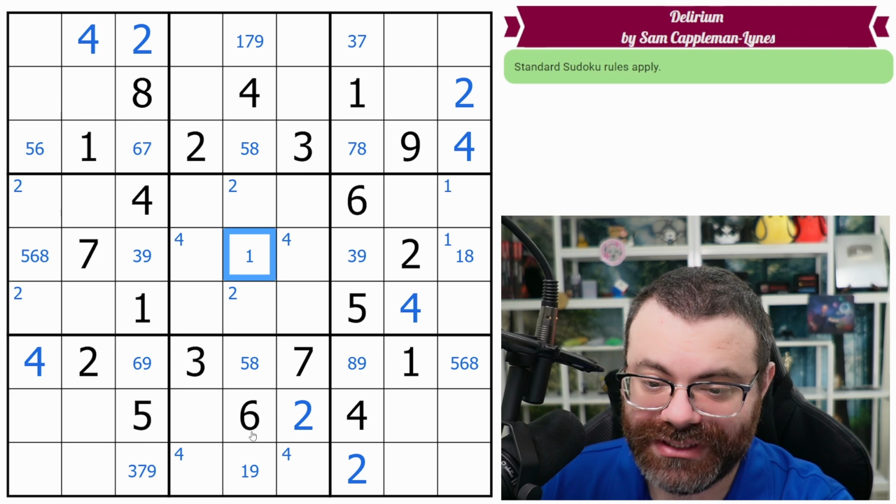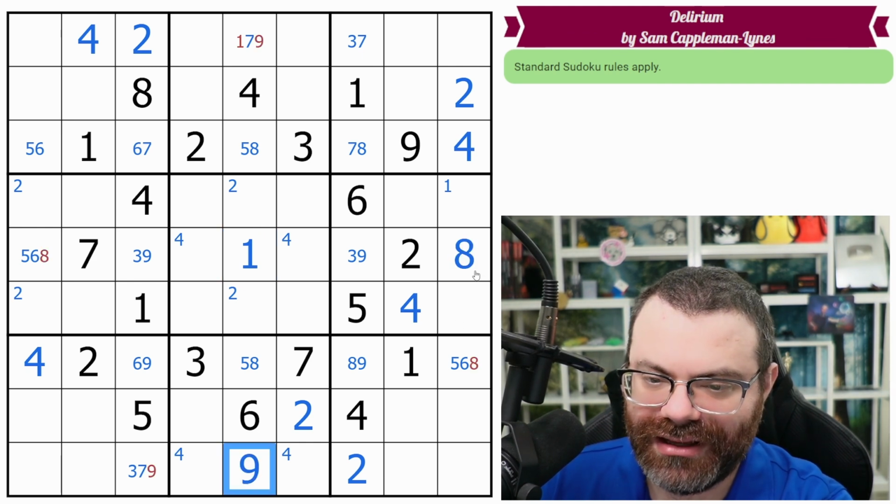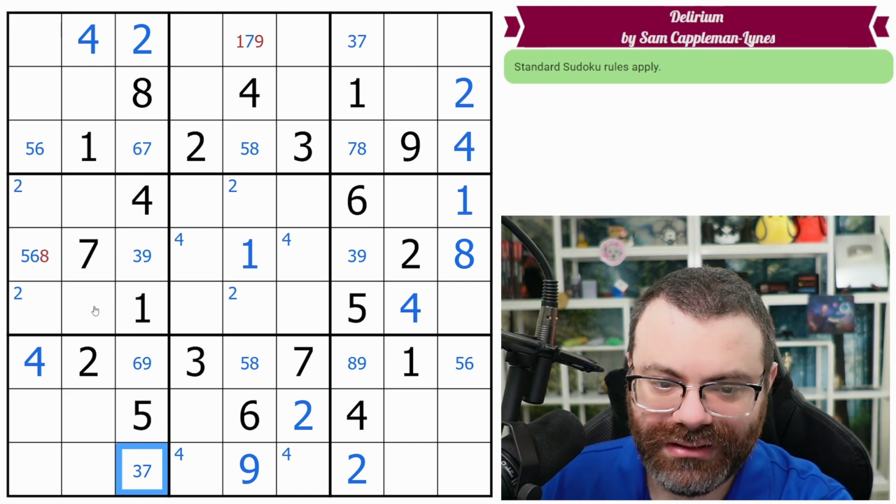I think it could, oh, it can't be 6 actually. Can't be 7. Can't be 8 because of the 8, 5, 8. Can't be 9 because of the 3, 9. This makes it a naked single 1. There we go. So now that's an 8 and that's a 9. That's a 1. That's not an 8. That's not a 9. That's not an 8.